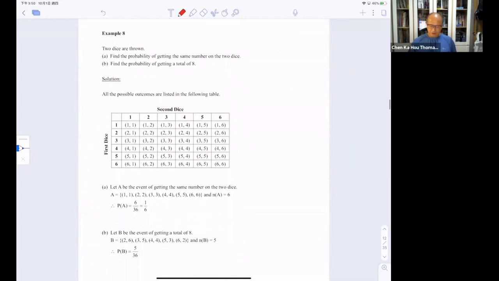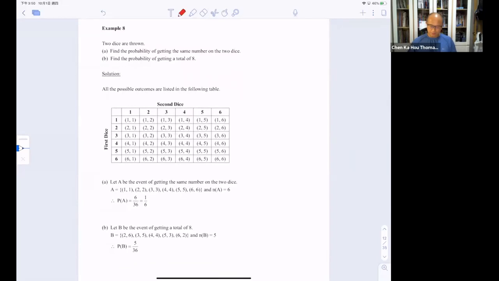Another technique is to draw a table. This method is especially useful if the problem is 2-dimensional, that is, it involves 2 events and you have to find their union or intersection. Two dice are thrown. Find the probability of getting the same number on the 2 dice. This is the outcome of the first one, that is the outcome of the second one, so you find their intersection.